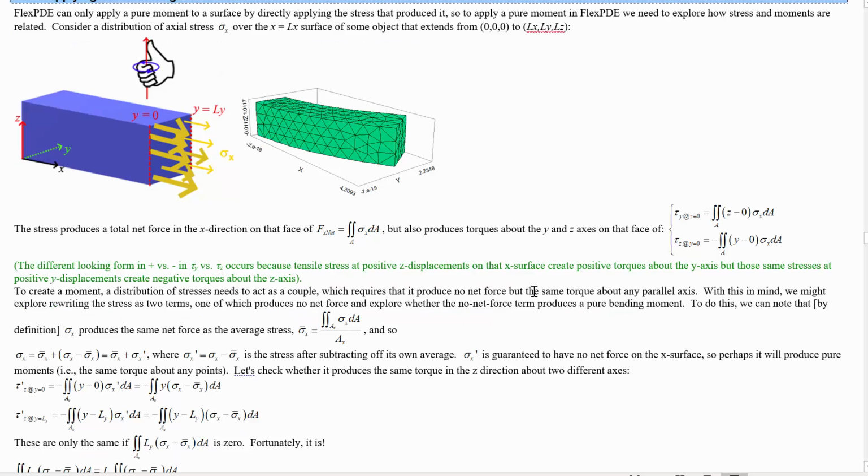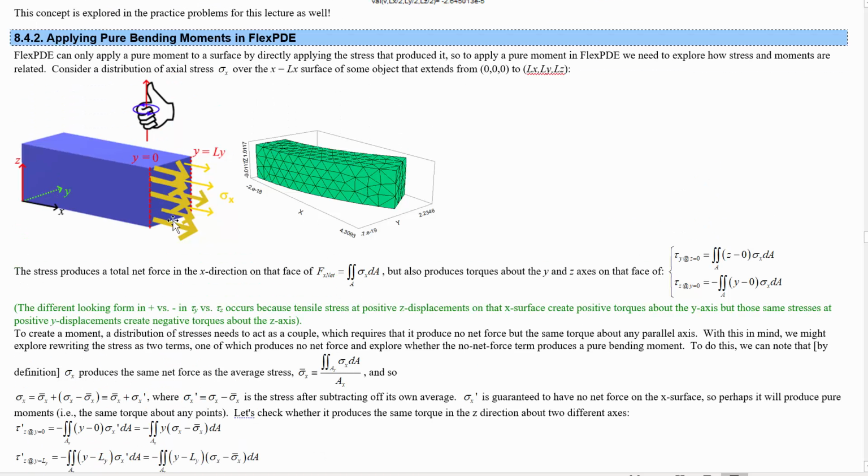So to investigate this, let's consider in general what happens when you apply an x-directed stress over an x surface. The net force that's produced, we know, is the integral of that stress over that surface, but we also have torques produced about different axes based on the displacement away from that axis times those stresses. So let's take this one where the origin is there.